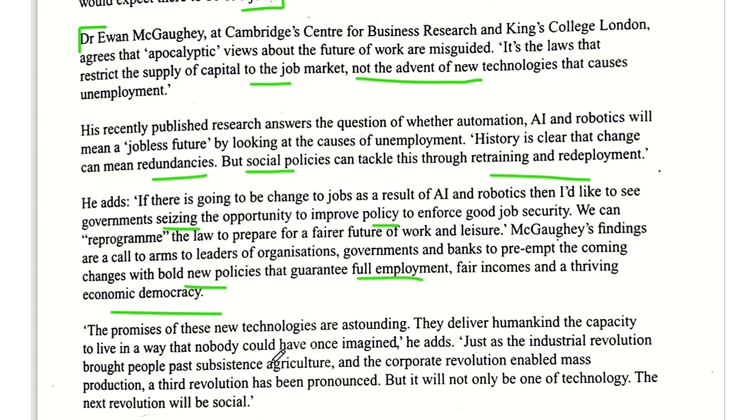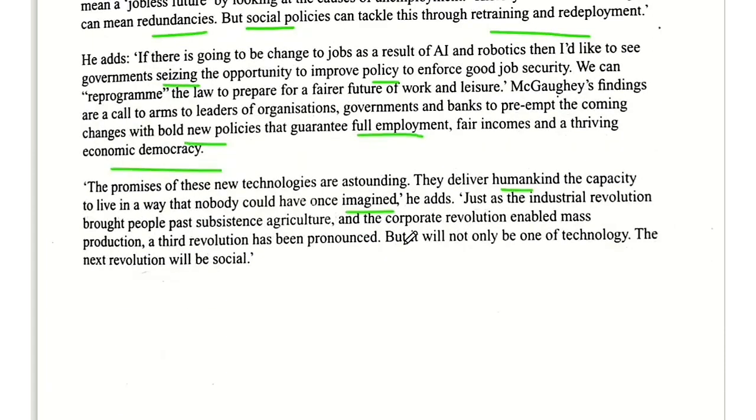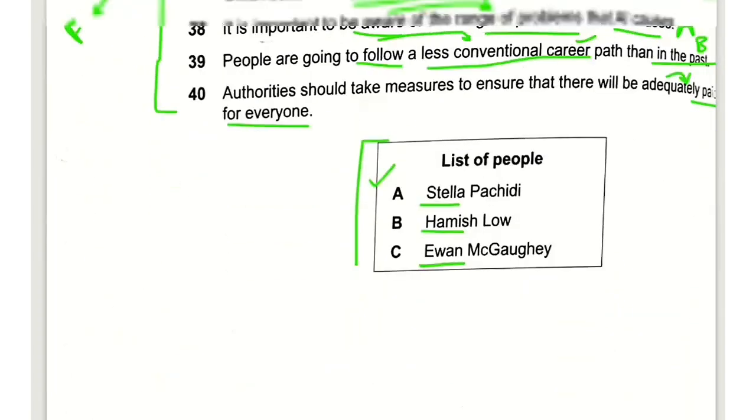The promises of these new technologies are astounding. They deliver humankind the capacity to live in a way that nobody could have once imagined. He adds, just as the Industrial Revolution brought people past subsistence agriculture, and cooperative revolution enabled mass production, a third revolution has been pronounced. It will not only be one of the technology, the next revolution will be social. Now we'll be looking at the options.